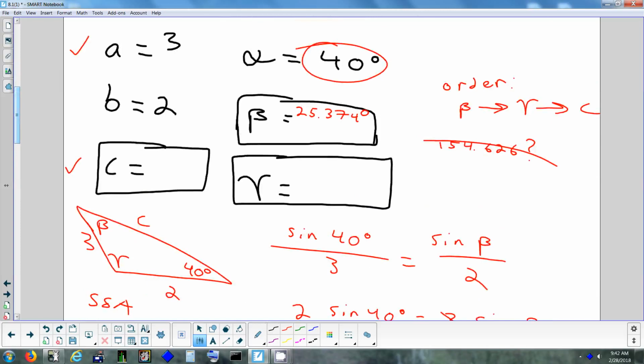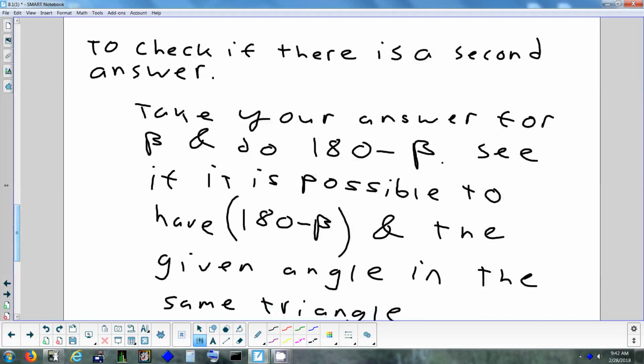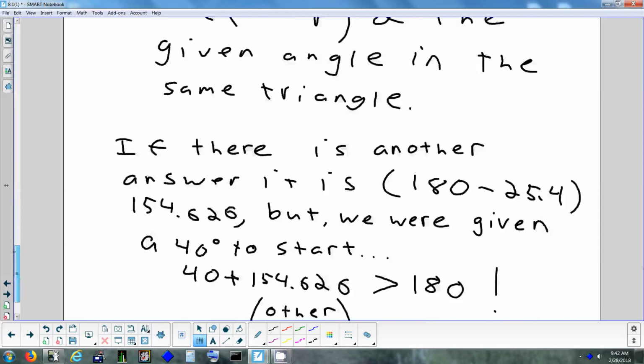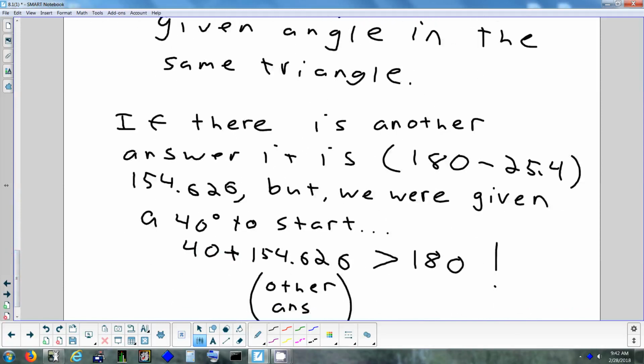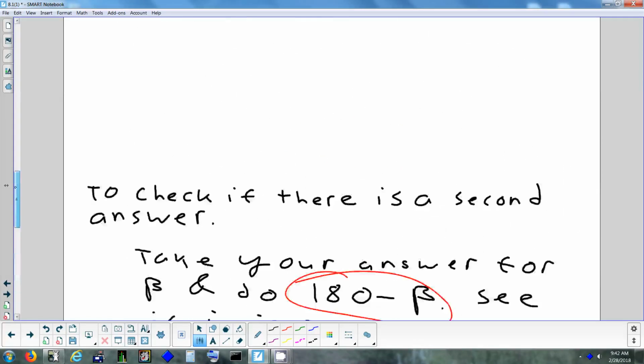Okay, so questions on how we got beta? Any questions on how to find the second answer by doing the 180 minus? I have directions written out for that if you need it, but I'm guessing most people know how to check for the second answer because we've been practicing that all along. You just do 180 minus your reference angle. And then, like Dylan said, it wasn't possible to fit it because when you take what you were given and the possible answer, it adds up to greater than 180. Okay? So that's how you get the second answer.